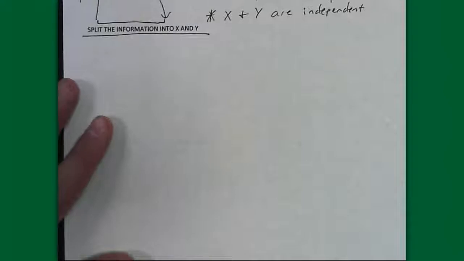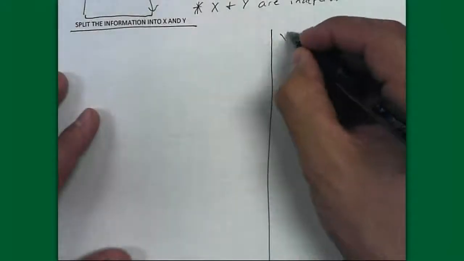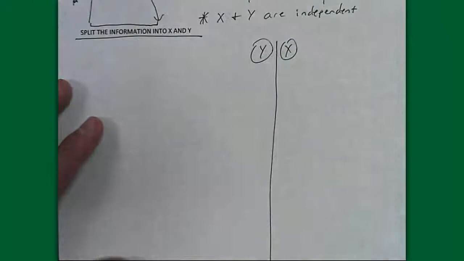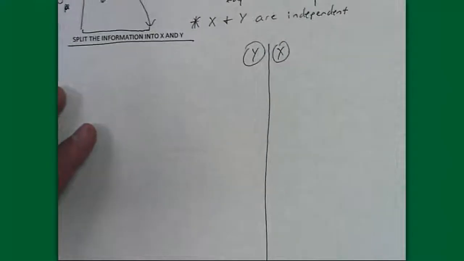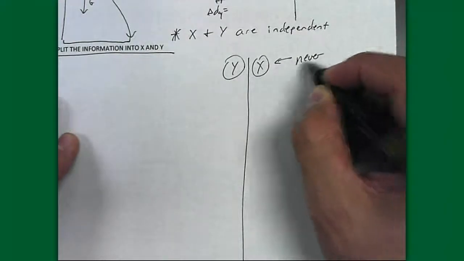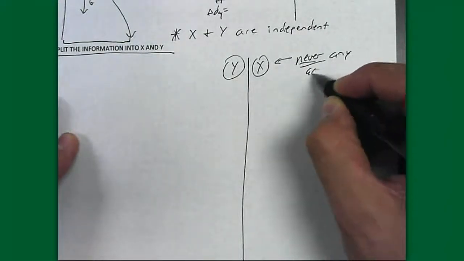And I'm going to even go as far as to require you to split your paper in half down the middle. And we're going to do x stuff on one side, y stuff on the other. You don't have to do it on these two sides. You can flip-flop it if you want to. That's okay. Remember, in the x direction, there is never any acceleration.